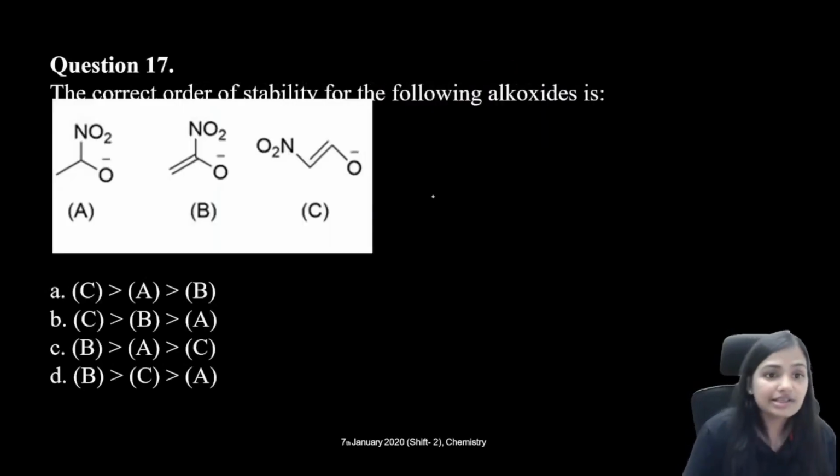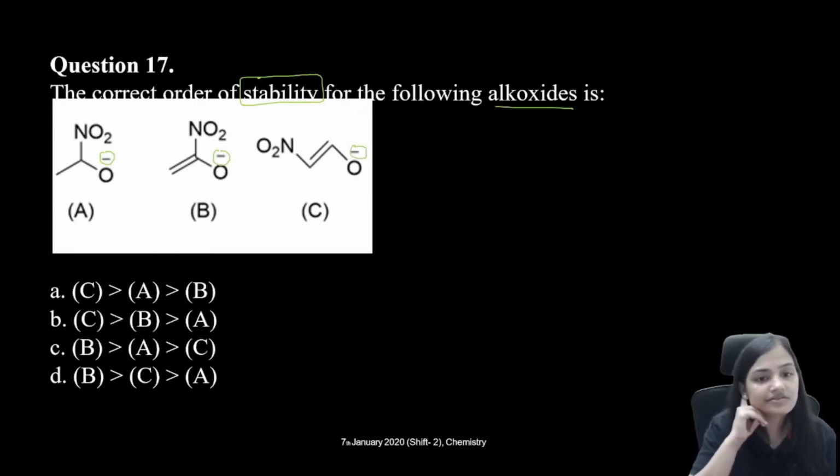Another question: the correct order of stability for the following alkoxides. Now the question is about the stability. Ultimately we have to stabilize the negative charge. So in which of the structures is the negative charge most stabilized? Figure it out. If you try to open the structure of C, what do you get?